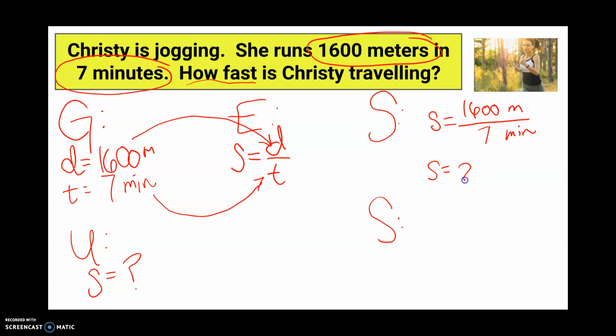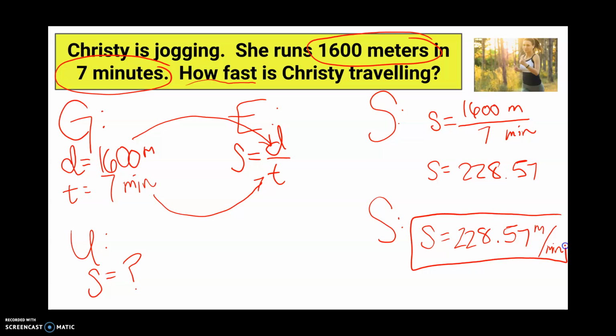S equals 228.57, but I'm not ready yet. It's not my full solution. So for the solving part, or the solution, I write the whole thing. S equals 228.57, and then my units, meters per minute. And then I draw a box around my final answer. And that is how you can go through the GUESS method.